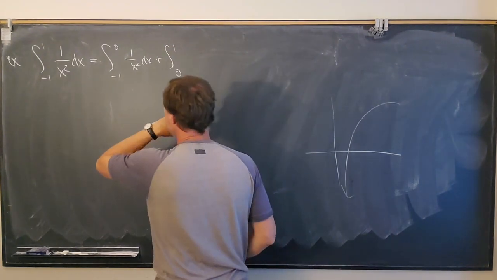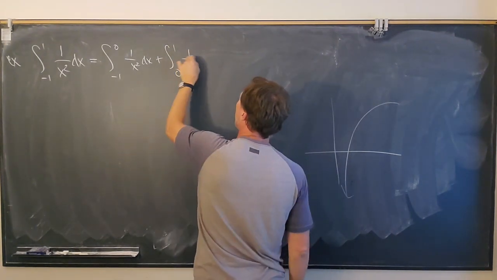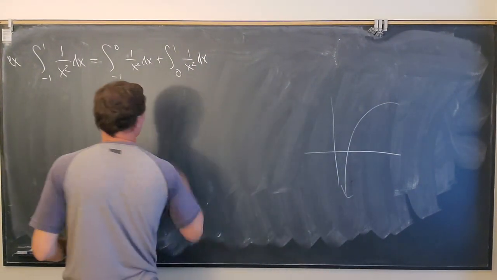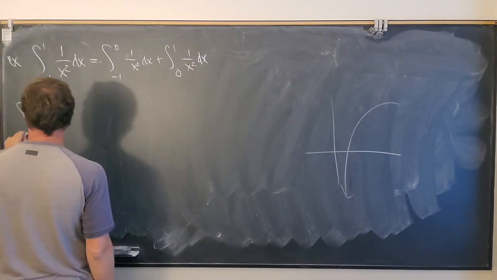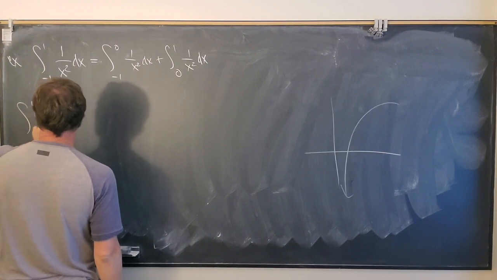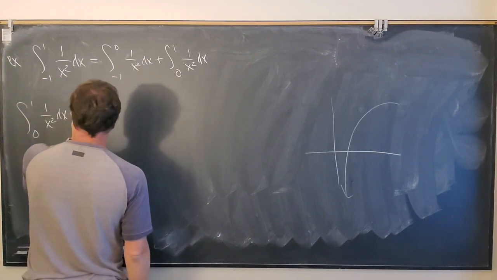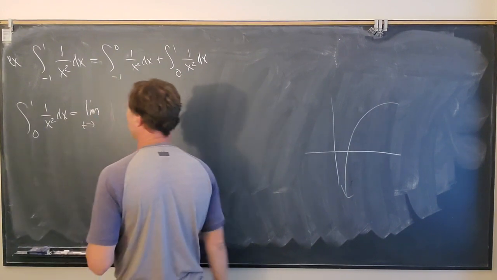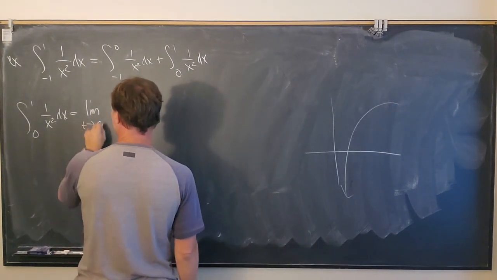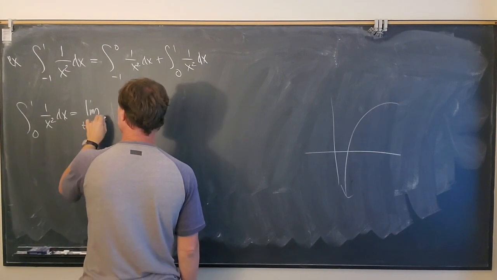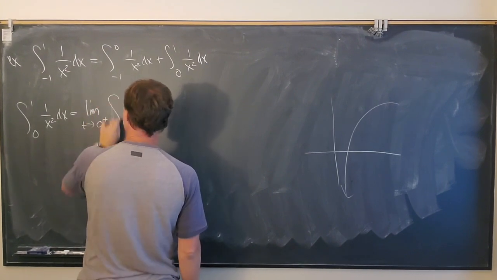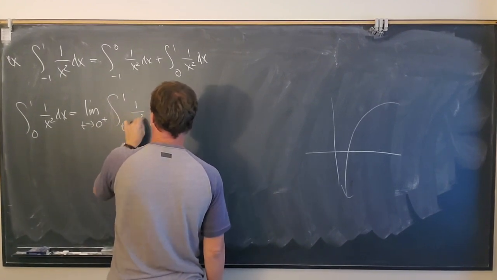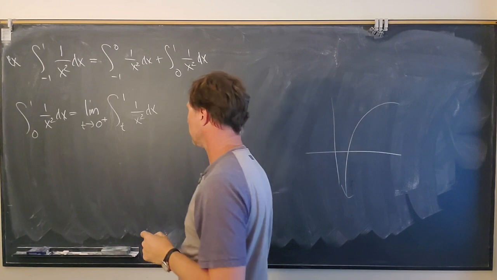to 1, 1 over x squared dx. So I'm going to do the second one here. The integral from 0 to 1, 1 over x squared dx. Rewrite, excuse me, I've got the hiccups now. Limit as t goes to 0 from the positive side, of the integral from t to 1, 1 over x squared dx.